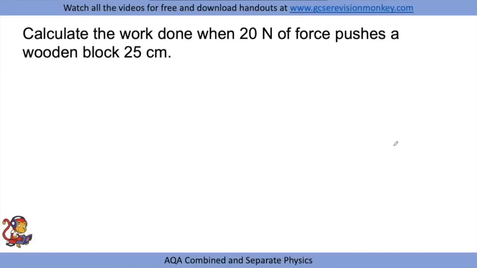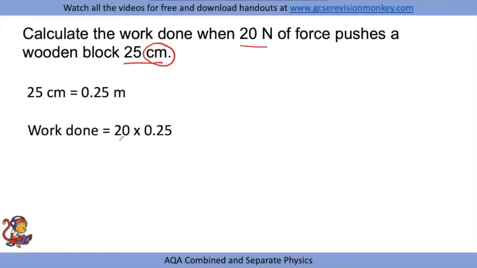So an example using the calculation: calculate the work done when 20 newtons of force pushes a wooden block 25 centimetres. So the first thing we need to do is sort out these units, because we said distance needs to be in metres. So convert this to metres first of all. 25 centimetres is equal to 0.25 metres. And then put our numbers in the calculation. Work done equals the force multiplied by the distance, which would equal 5 joules. Or, like we said, in the exam you might see it as 5 Newton metres.